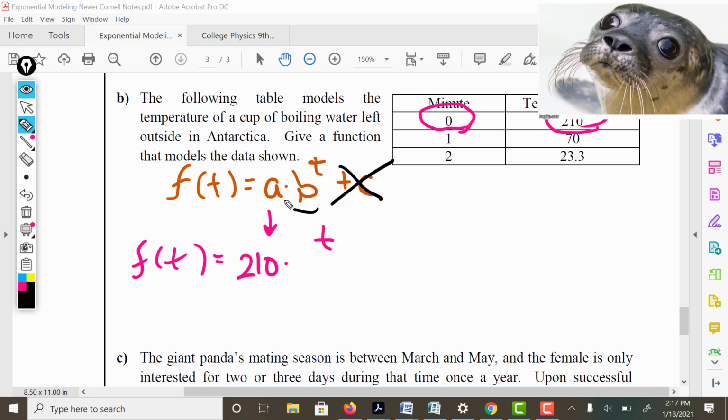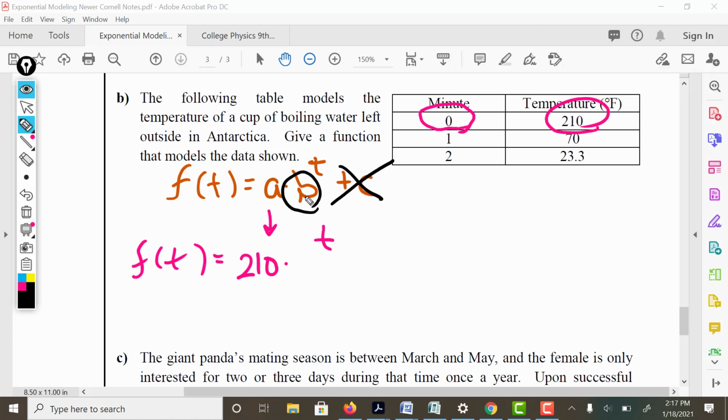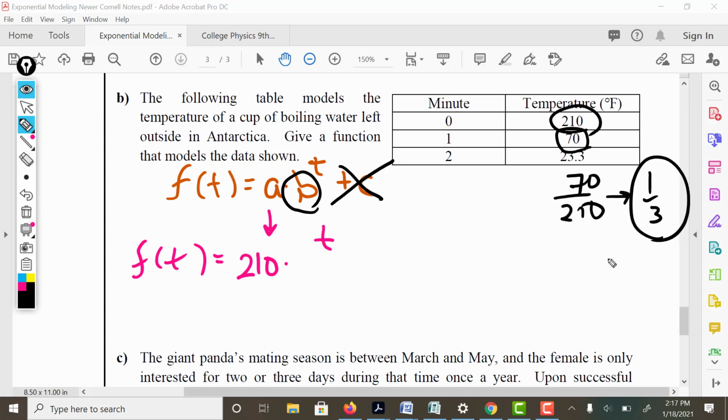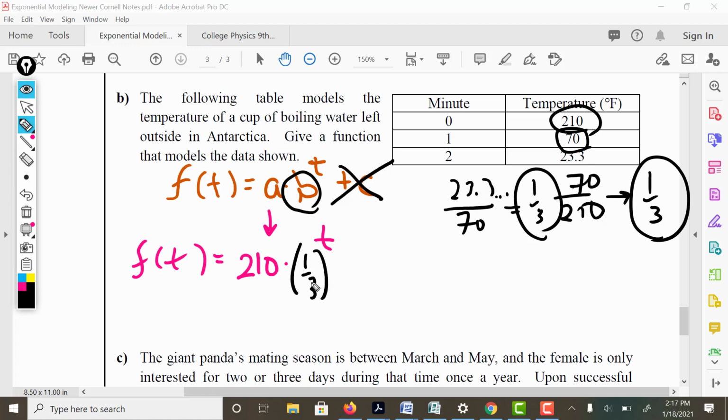We need to figure out this B value. How do we figure out this B value? Looking at the data, what happens if you take 70 and you divide it by 210? What happens if you take 23.3 and divide it by 70? So every minute it's decreasing by 1/3. Okay, so that's going to be your decay rate.